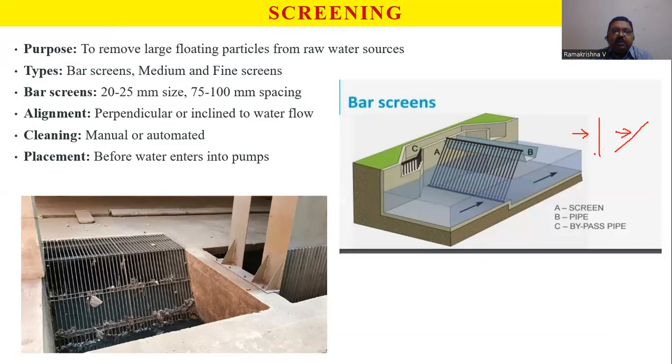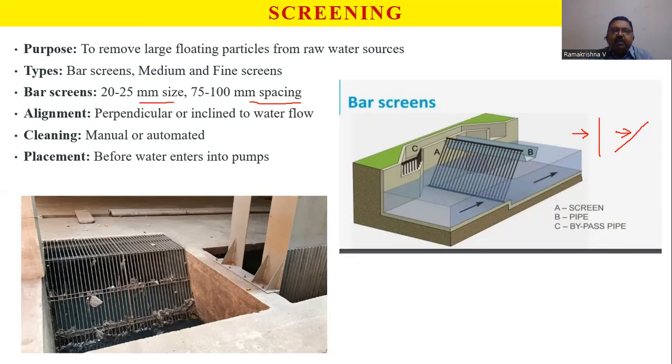Whatever the unwanted material is, you see some gaps between the screens, which we call the spacing. They also have bars, and the bars also have some spacing. The screens are classified based on the diameter and spacing. Bar screens, or coarse screens, have a 20-25 mm size and 75 to 100 mm spacing. Less than 20 mm up to 5 mm we call medium screens, and below 5 mm up to 1 mm we call micro screens, very fine screens.